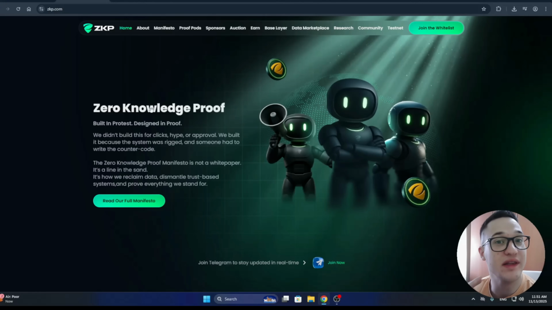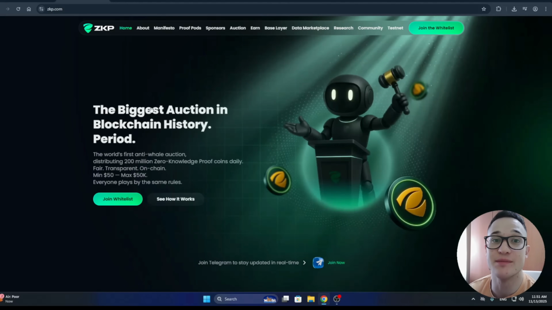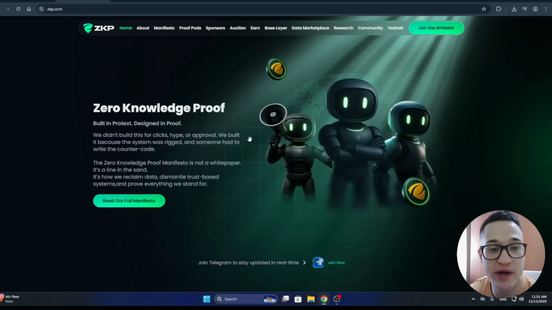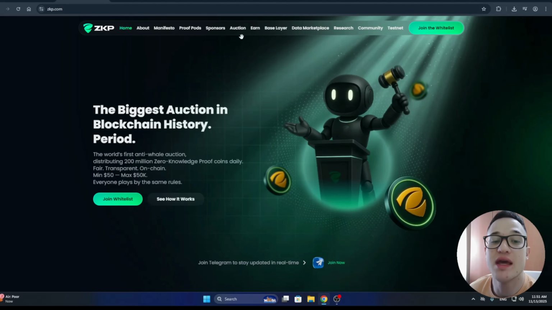Zero knowledge proof didn't raise money so they can build something later, guys. They built it first. We are talking about over $100 million already invested, partnerships with FC Barcelona and the Dolphins, as you can see right here. Real hardware, real infrastructure, and the first anti-VC pre-sale that we are going to be showcasing today. The first anti-VC pre-sale in crypto history.